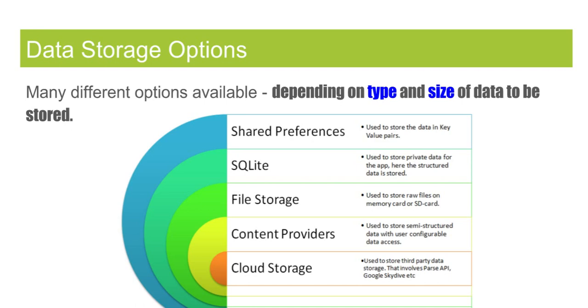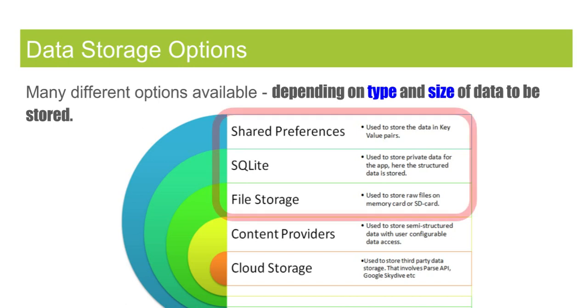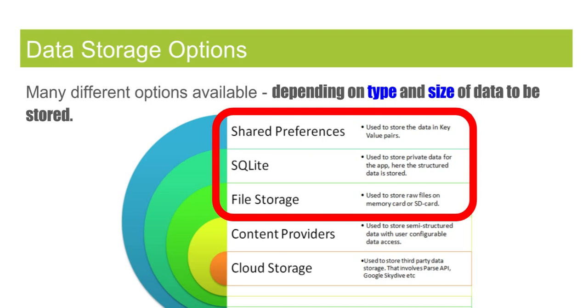The last option is cloud storage. When we want our data to be stored not locally but on our server or any other third party server, we can use different APIs for this, like Parse API, Google Drive, etc. And we'll be talking about that in later sessions. In this session and the following session, we'll be talking only about shared preferences, SQLite, and file storage options, because these are the important ones for storing data locally.